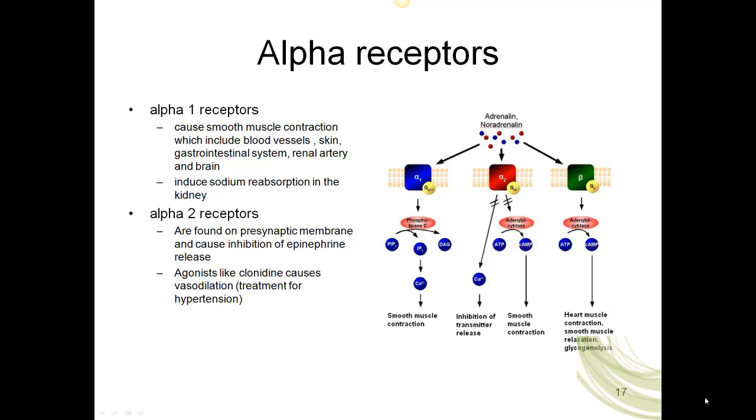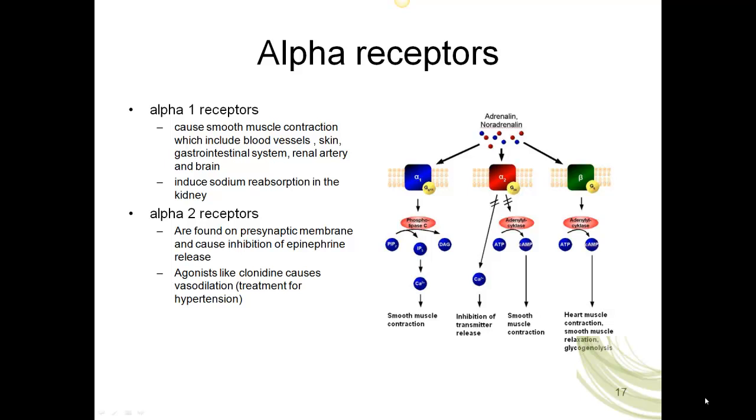There are drugs, clonidine, that can bind to these alpha 2 receptors, inhibit any release of norepinephrine, epinephrine, and then this can be used for hypertension. I'm going to show you why.